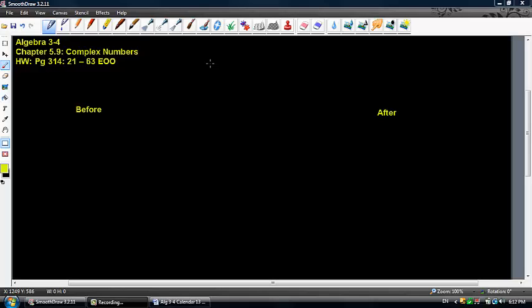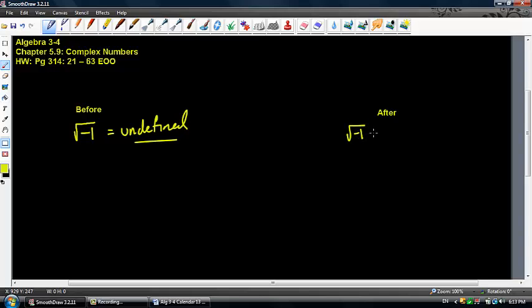Chapter 5.9 deals with complex numbers, and basically a complex number involves us having to take the even root of a negative number. In Algebra 1, whenever you encountered a problem like the square root of -1, your teacher probably just told you to put undefined, because it wasn't defined to you at that time. Well, what we're going to learn now is that if we take the square root of a negative number, say just -1 again, what we have is this imaginary unit called I.